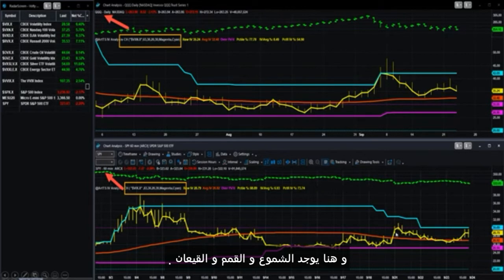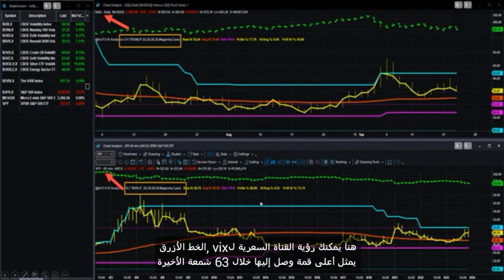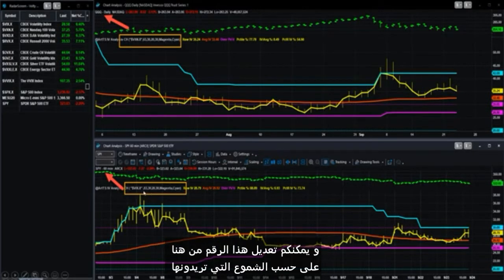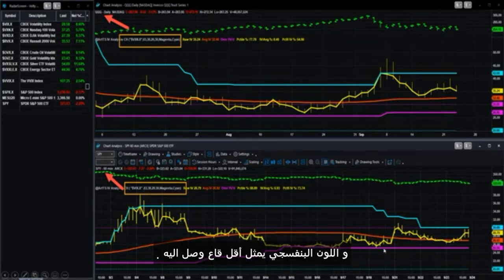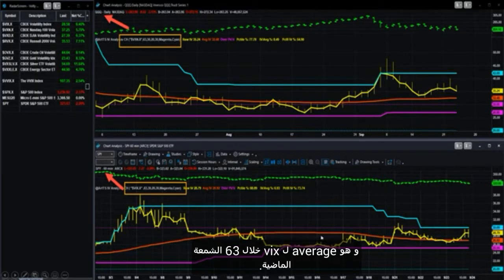And then you see the bars, the high and low for each of those days there as the high and low. But the yellow line is the VIX itself. So here you can see the price channel of the VIX. The blue line is the highest high over the last 63 bars. That's also an input. You can change how many bars you're looking back. And then the magenta line is the lowest low. And the orange line that you see running through there, that's the line that I care the most about. That's the average. That's the average VIX over some number of bars. In this case, it's also 63 bars.